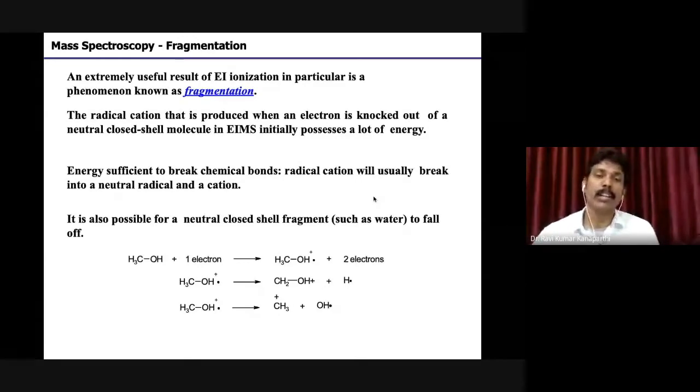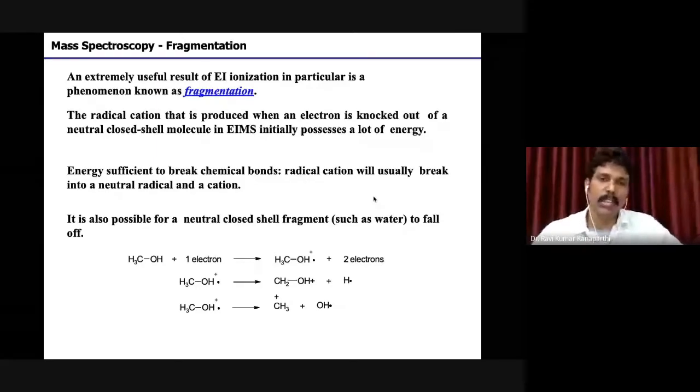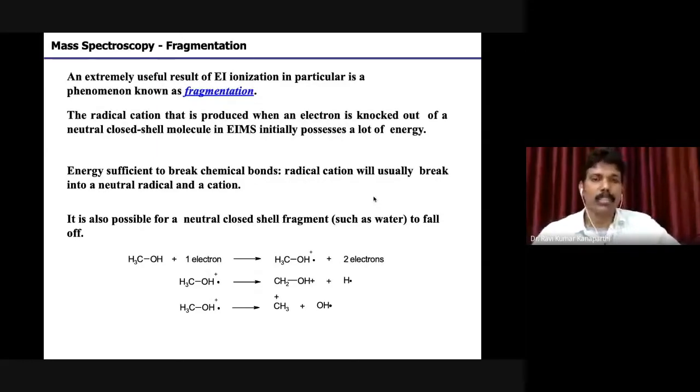Then the molecular ion is a radical cation, and we say it is an odd electron species. The neutral molecule has an even number of electrons, whereas after knocking out one electron, it will certainly be an odd electron species. Please remember that. Radicals cannot be detected in the mass spectrometer. Similarly, neutral species cannot be detected. The mass spectrometer only detects positively charged species or fragments.